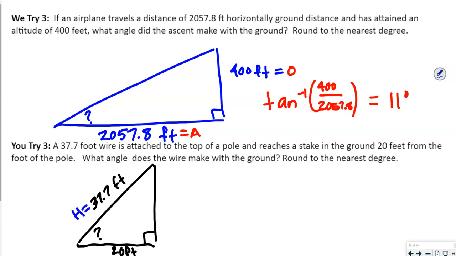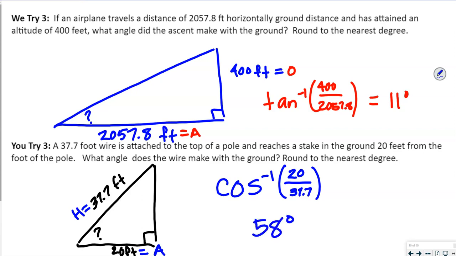So that's obviously our hypotenuse. And this is going to be adjacent, isn't it? So we're going to do the cosine, the inverse cosine, right? Because we're trying to find an angle. And that's going to be 20 adjacent over hypotenuse, right? 37.7. So we're going to round this to the nearest degree. So this is 58 degrees because it was 57.96. Okay, that's it.